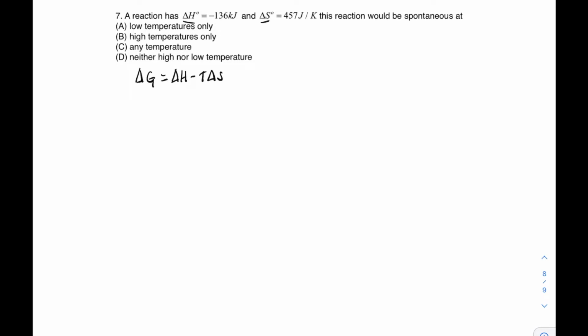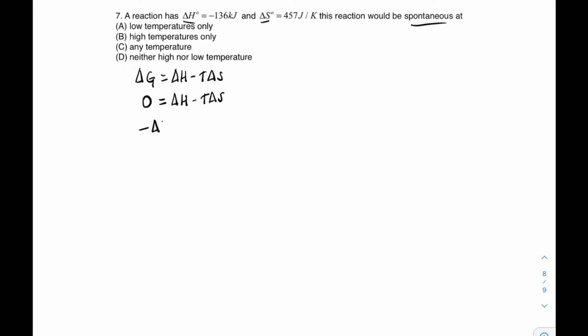I'll leave all the circles off here just for simplicity. And we want to solve for T. So first, we set delta G equal to 0. That's the tipping point, okay? For when a reaction is going to be at equilibrium, and perhaps just increase the temperature a tad one way or another to make it go left or right, okay? Spontaneous means we want the reaction to go to the right.